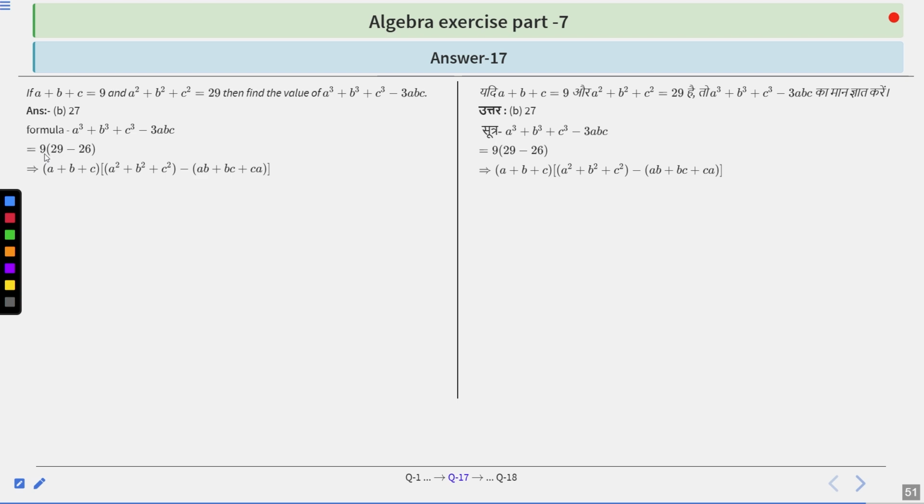a + b + c is 9. a² + b² + c² is 29, minus ab + bc + ca, which we have found is 26. So the value is going to be 9 into (29 − 26), which is 3. That is 27. So a³ + b³ + c³ − 3abc is going to be equal to 27. Option number B is the correct answer.